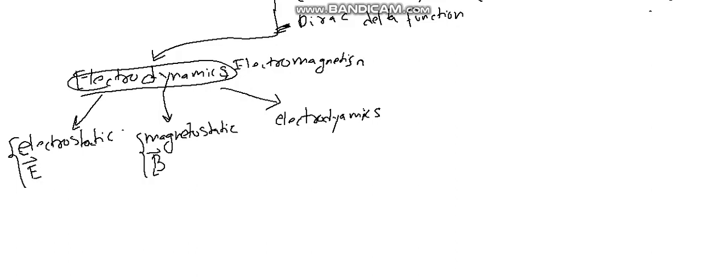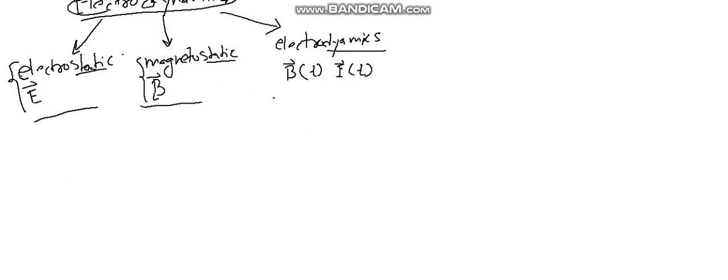In electrodynamics, the static terms become dynamic terms. Dynamic means we have time dependent B and E. If we have a time dependent magnetic field and electric field, then we can modify electrostatics and magnetostatics. Let me tell you one interesting thing.